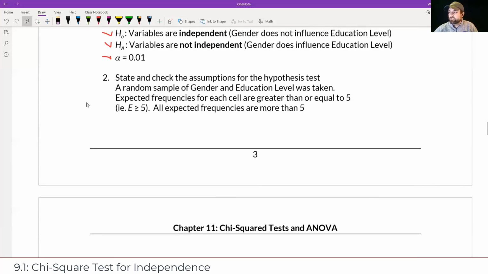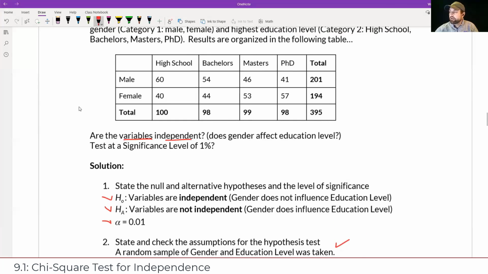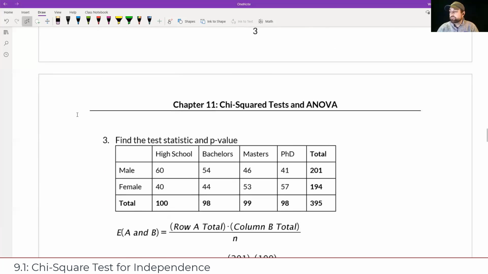So was it a random survey? Yep, it was random. And do the expected frequencies all have values greater than 5? So if we go up here and we check all of these frequencies right here, are they all greater than 5? Yeah, they're all greater than 5. Okay, great. So that means we've met the conditions to move forward with our calculations.